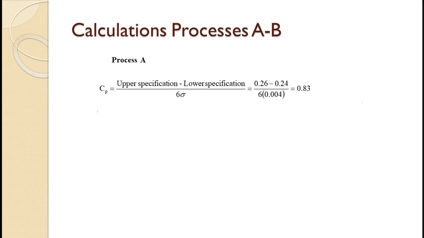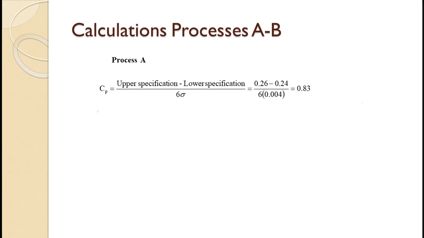For process A, the upper specification, or tolerance, of 0.26 minus the lower specification of 0.24, quantity divided by 6 times the standard deviation of 0.004 equals 0.83. This indicates that the process is not capable of meeting the customer's specifications. In general, a value of 1.00 indicates barely capable, and values below 1.00 indicate the process is not capable. A value of 1.33 or higher indicates fully capable.